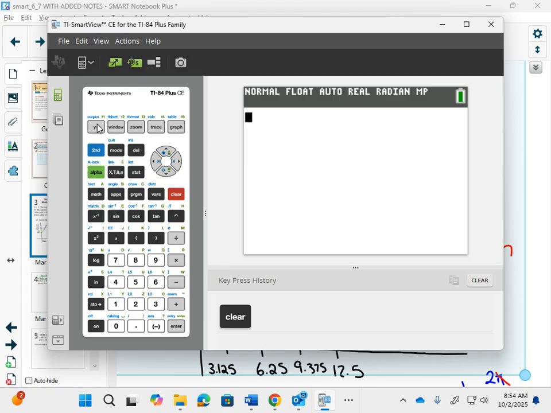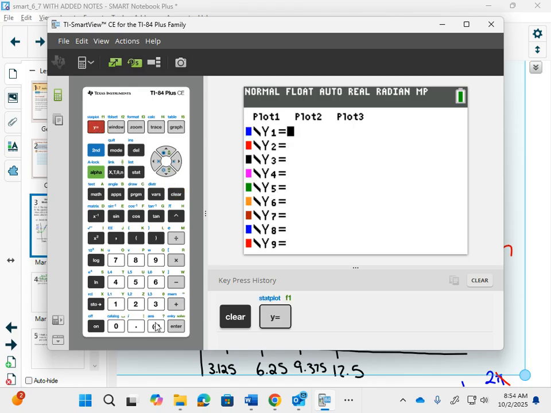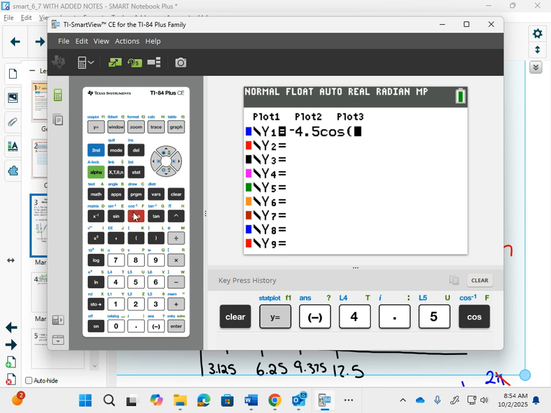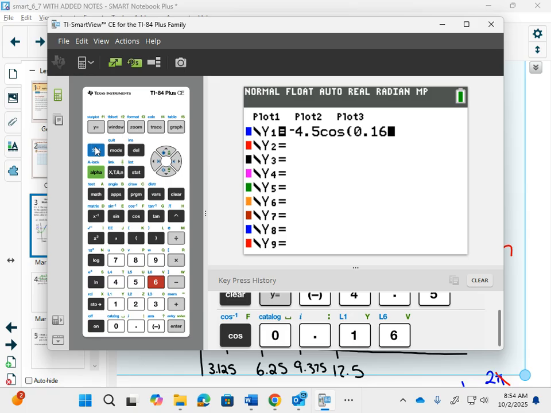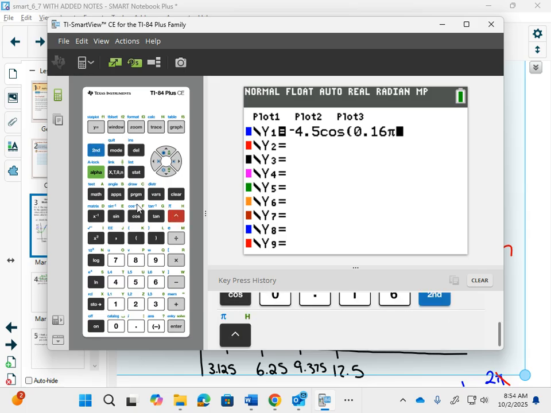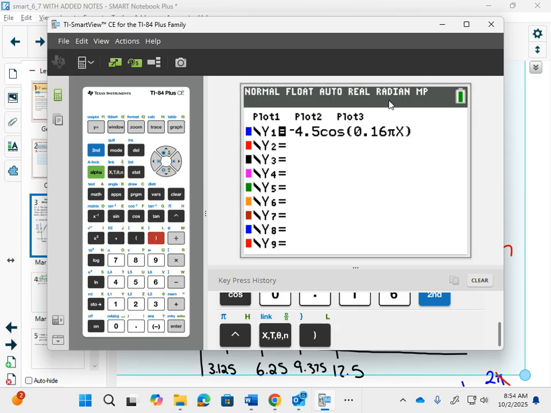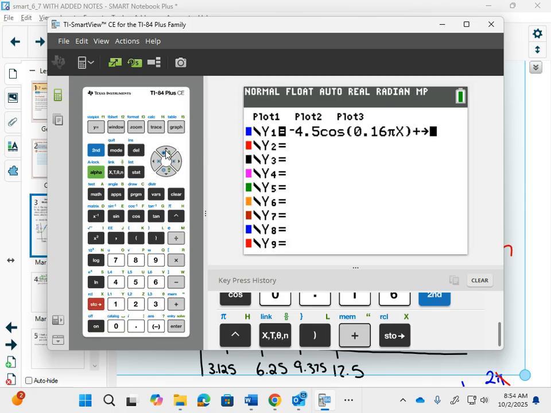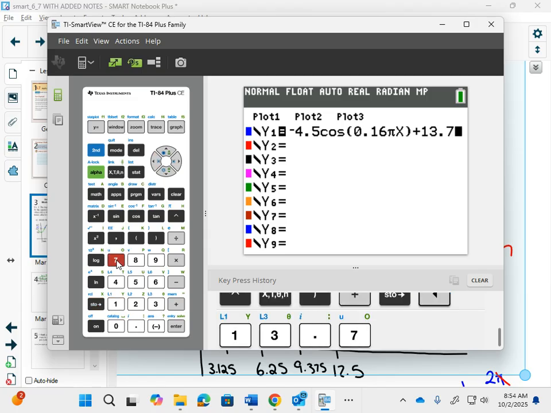First thing I'm going to do is go to y equals, and I'm going to type in my equation. Negative 4.5 cos 0.16 pi, and then the x button is right here beside the alpha button. Notice my calculator is already in radians. That's important. And then plus 13.7.